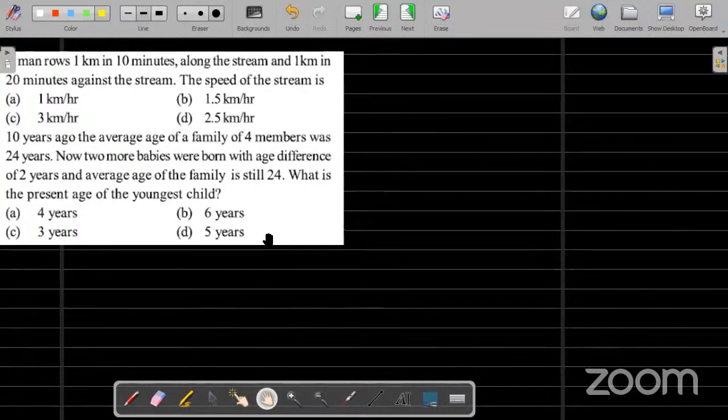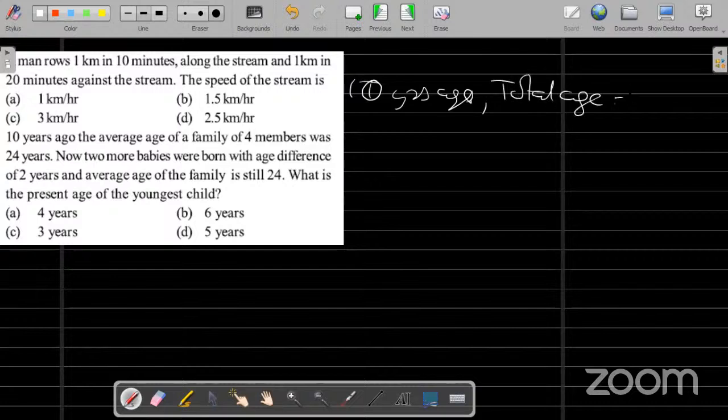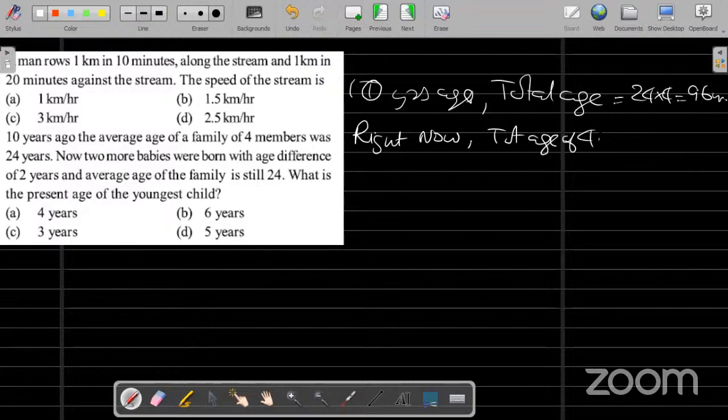10 years ago, the average age of the family of 4 members was 24 years. So what is the total age 10 years ago? Total age was 24 into 4, 96 years. Now, right now, total age of how many members? 4 members.